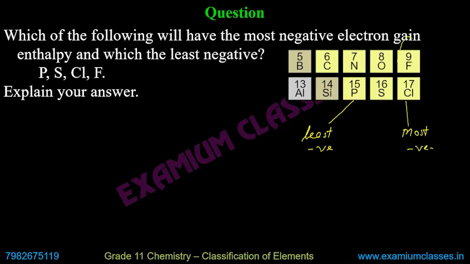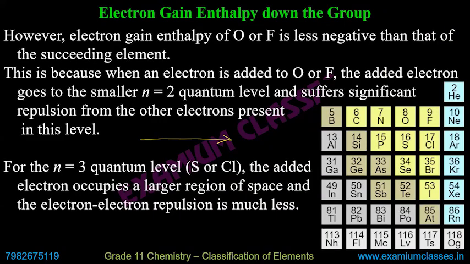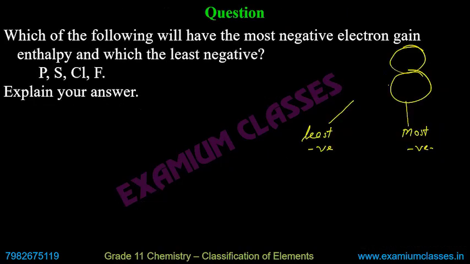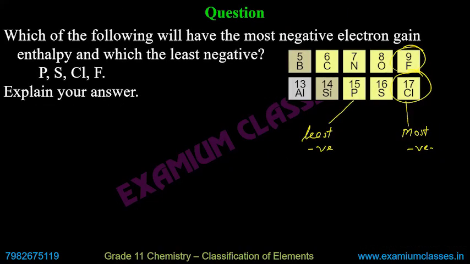Now, if we consider the group, normally when we move down the group, it becomes less negative. But this is the exception here between fluorine and chlorine, which we just talked about. Because fluorine is a very small atom, when an electron enters, it is not very stable. Not so much energy is released. Rather, more energy is released in chlorine. So chlorine has the most negative electron gain enthalpy.